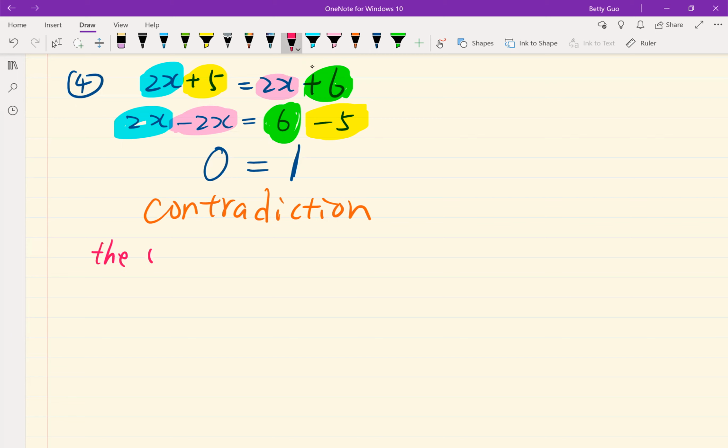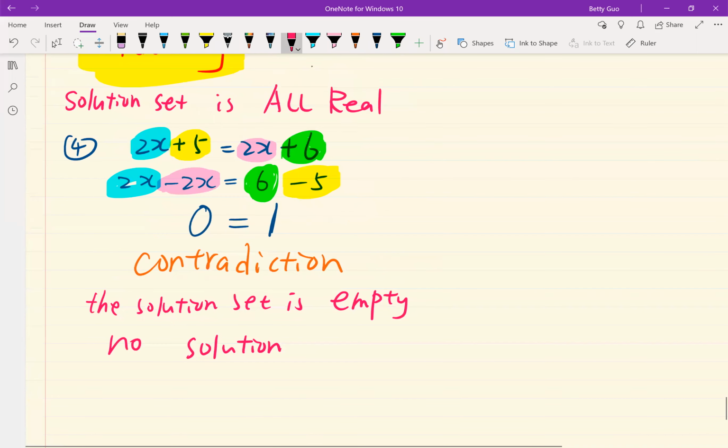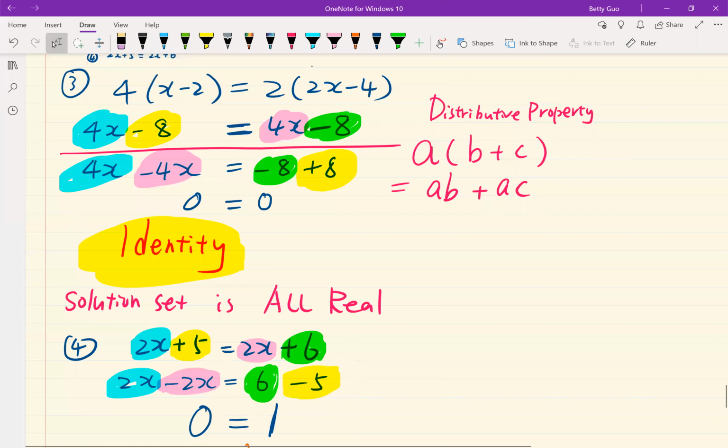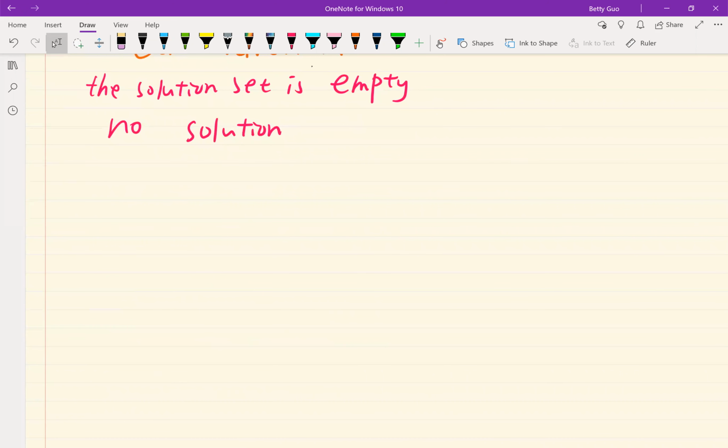The solution set is empty. Or we say the equation has no solution. Okay, the equation has no solution. I want you to look at number 1, 2, 3, 4 together. We could classify all the linear equations in one variable.